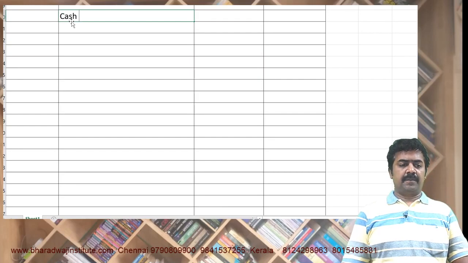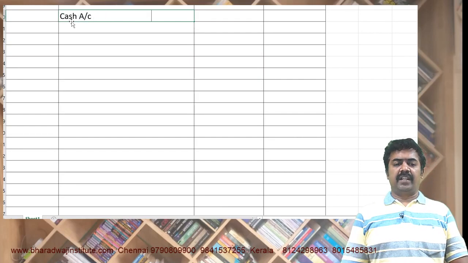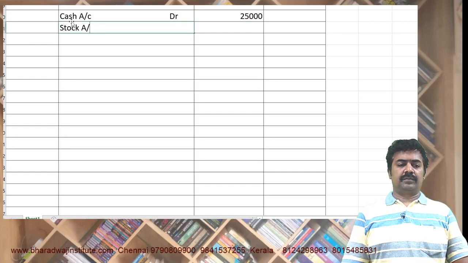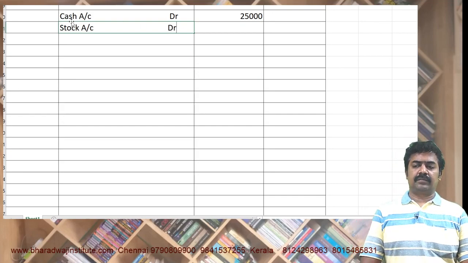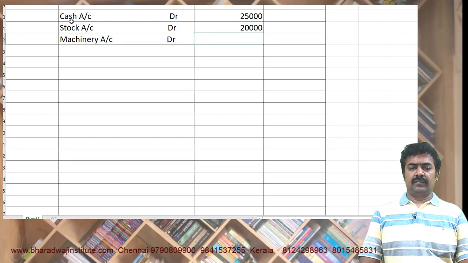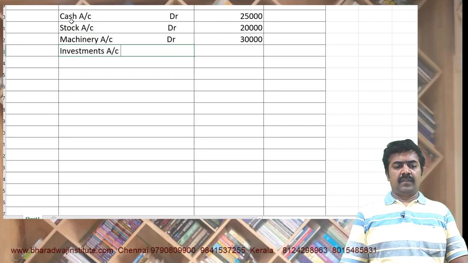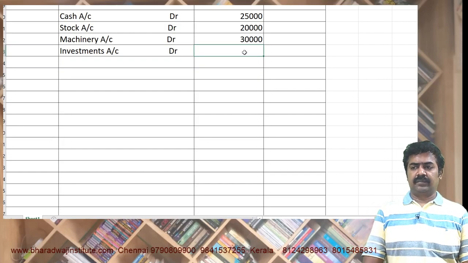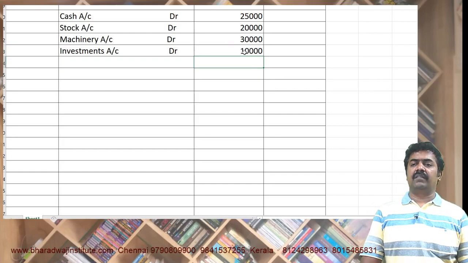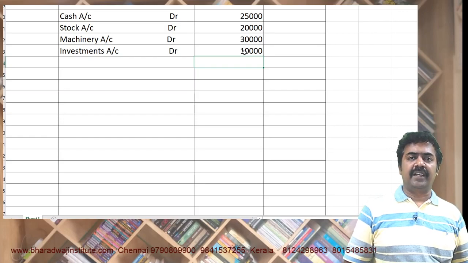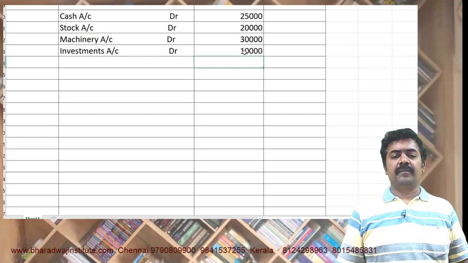Started business with cash. Cash account debit, how much? 25,000. Goods: stock account debit 20,000. Machinery account debit 30,000. Investments account debit, value 10,000. Face value is not relevant. Face value is relevant only for calculating income.